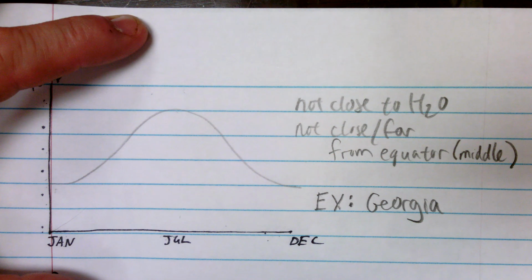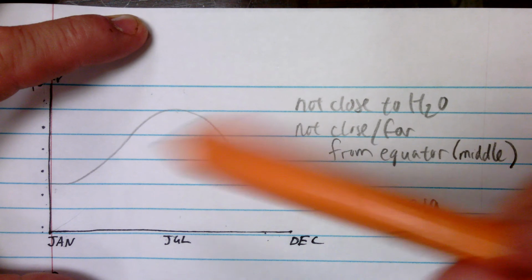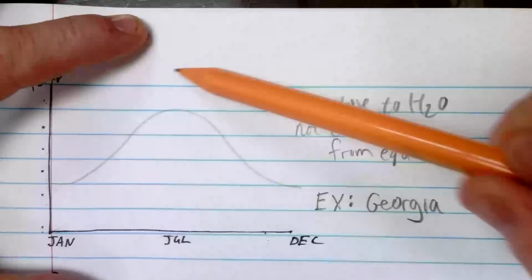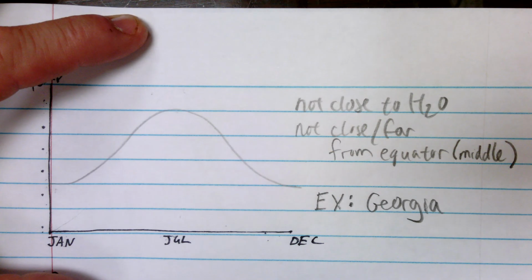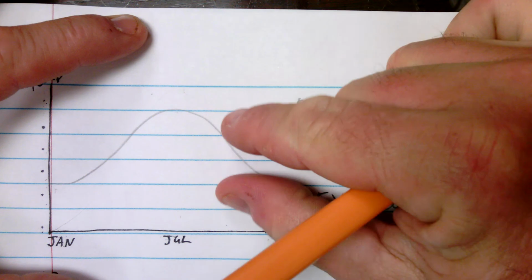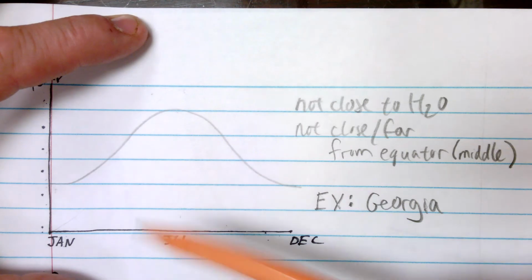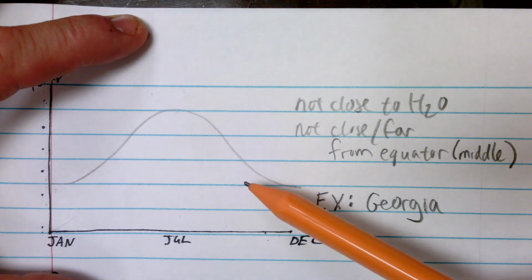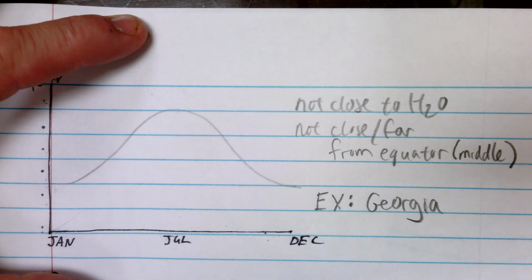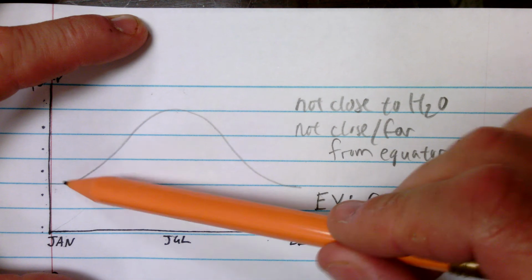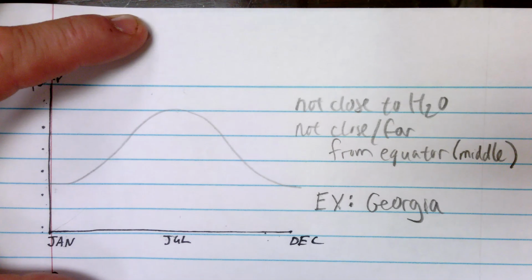They're not real close to water. They're not real far. They're not really far north, and they're not really far south. Not when you think about the whole globe. So this would be like Georgia. The more north you go from Georgia, the more steep this graph gets. The more south you go from Georgia, the flatter this graph would get. Like Florida's graph would be a lot flatter than Georgia's. Whereas Tennessee, Kentucky, Ohio, theirs would be a little bit more steep and taller.